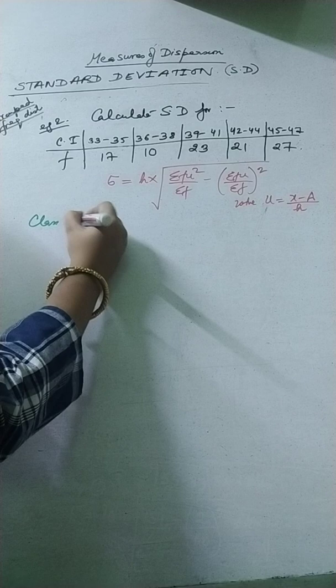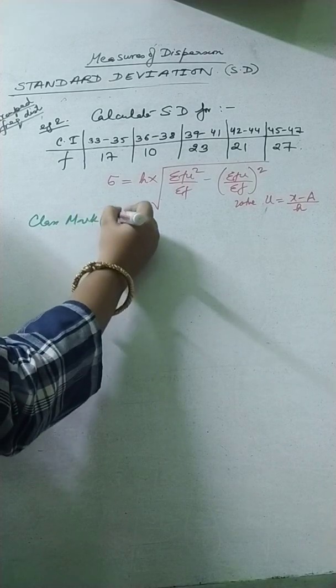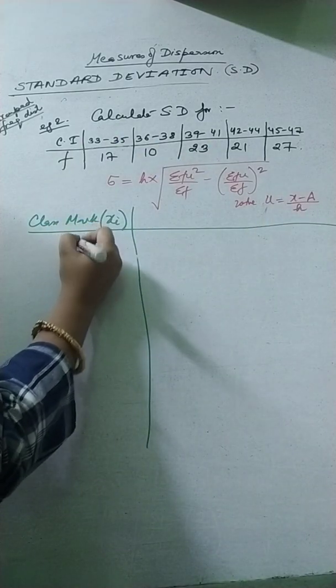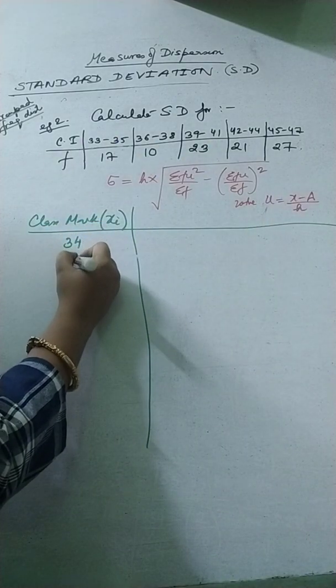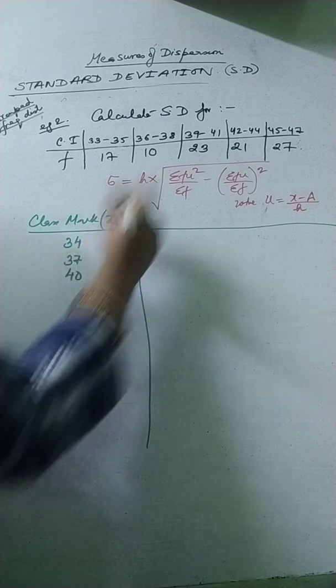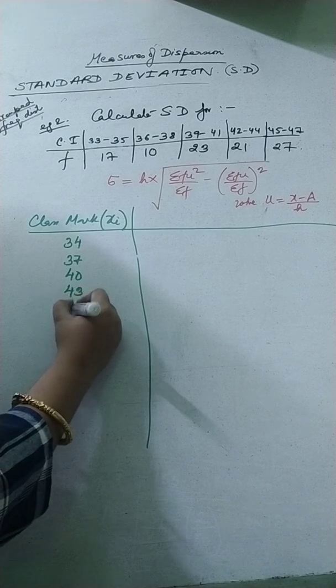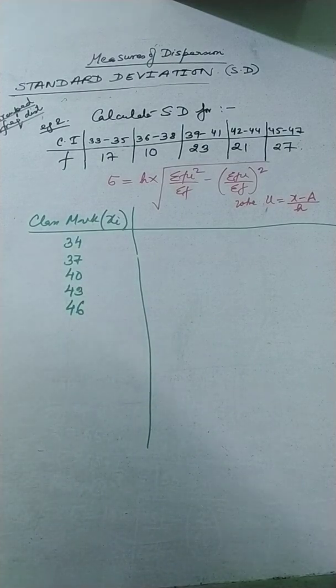Class mark. Class mark is the midpoint of the class intervals. This is going to be 34. This will be 37. This will be 40. This will be 43. And 45 to 47 will be 46. This is your class mark. Let us take the middle one.